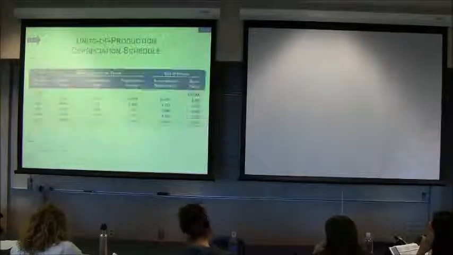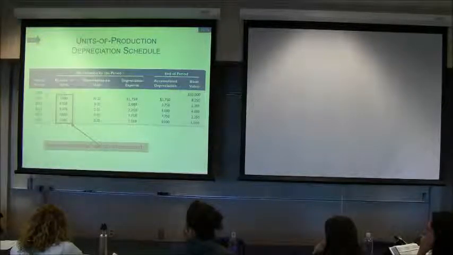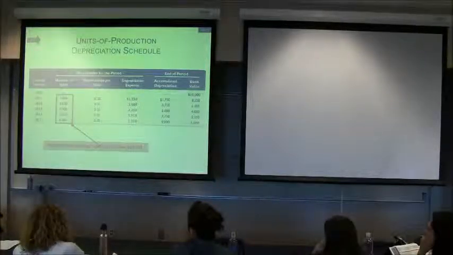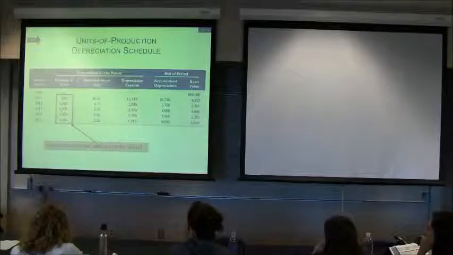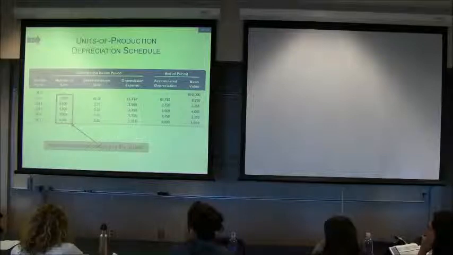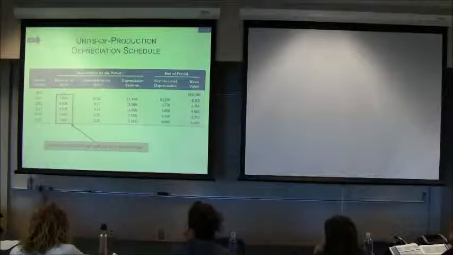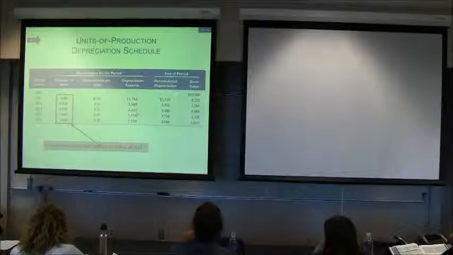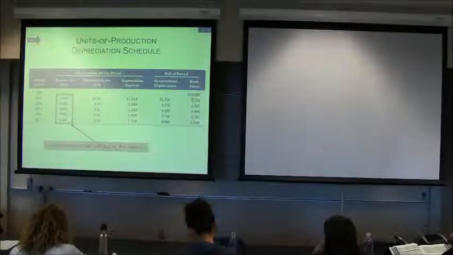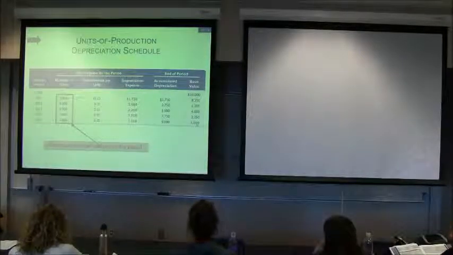Now, here's the years. Here's the number of units produced. So 7,000, 8,000, 9,000, 7,500. Here's the cost per unit, that stays the same. However, the depreciation expense varies as the number of units vary. And of course, the accumulated depreciation keeps increasing by the depreciation expense from the previous year, and the book value goes down accordingly. It always stops at the salvage value. All right, you guys okay with that?